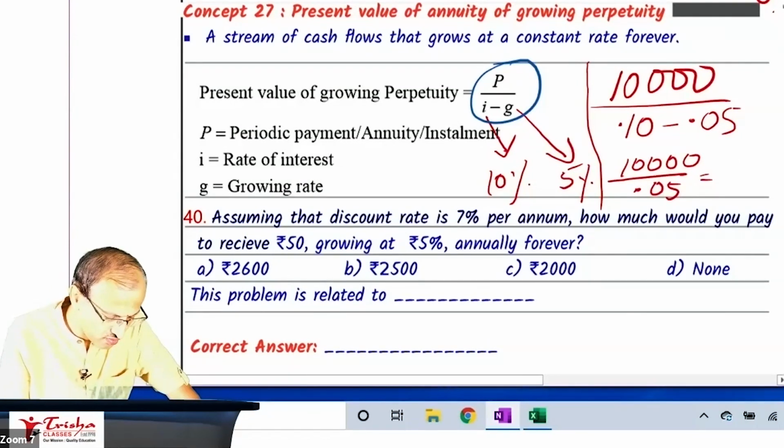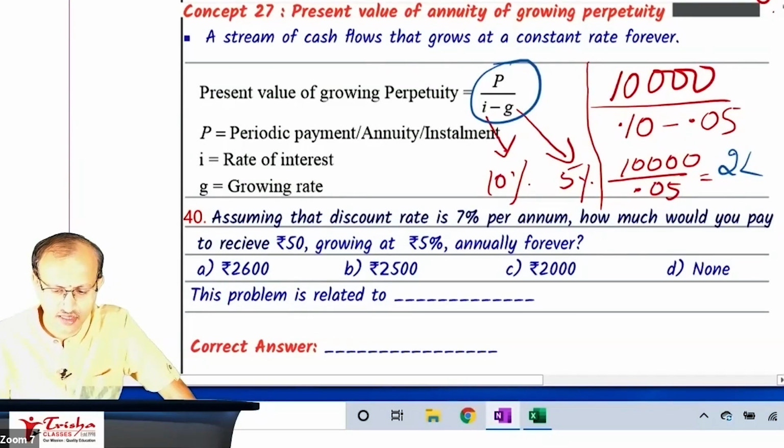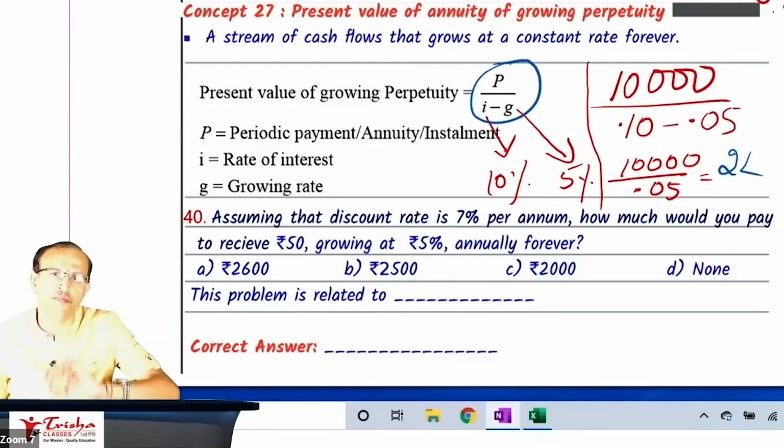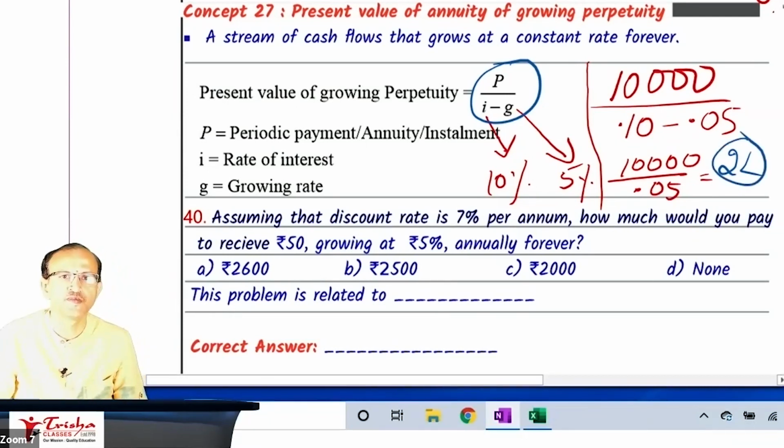Last answer, will you get 2 lakh rupees? If you want to give that scholarship every year, and the scholarship amount increases by 5%, and the banker interest rate is 10%, how much money should your college trust have today so that they can do that? They should have 2 lakh rupees. Hope all of you are clear with this. Right, all of you write this.